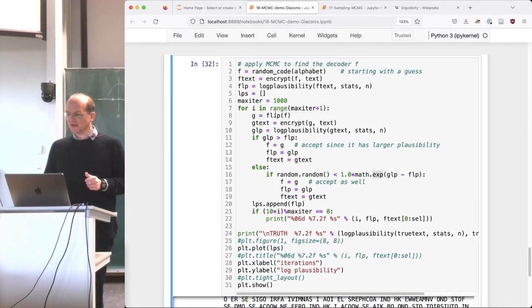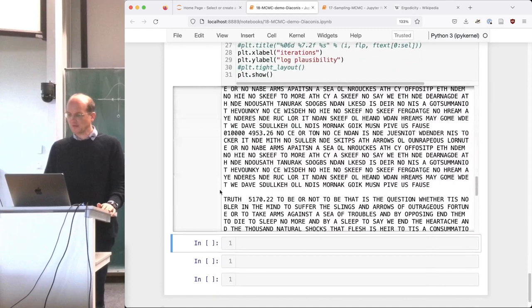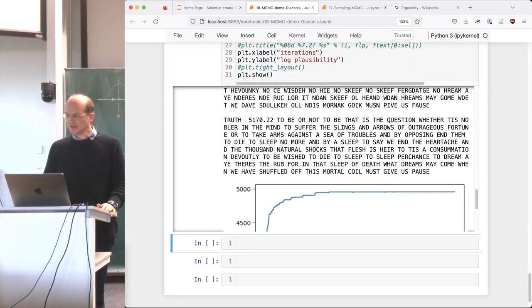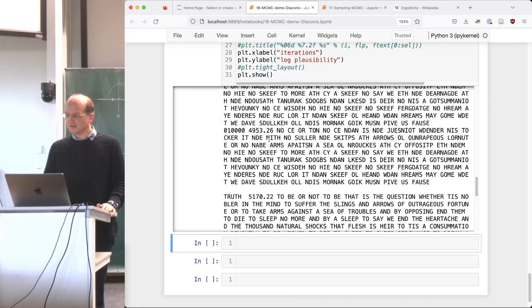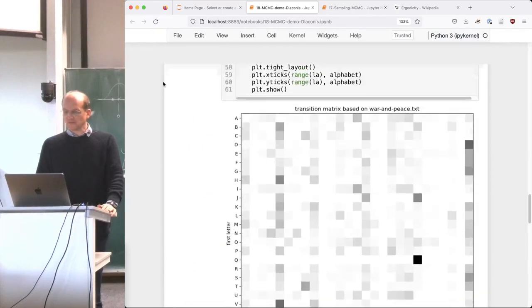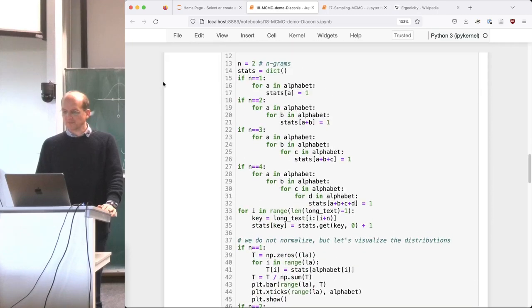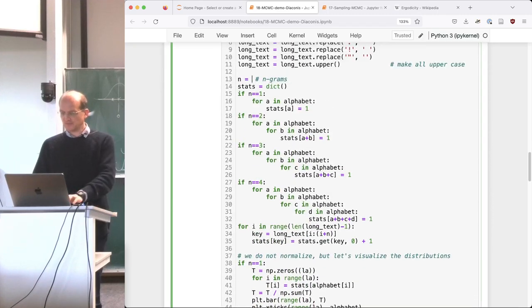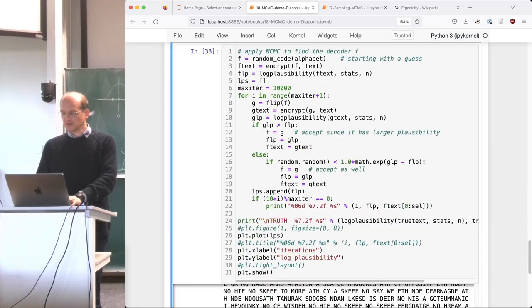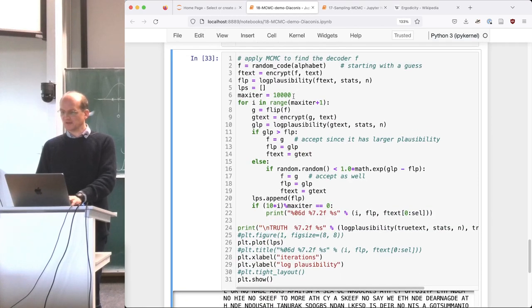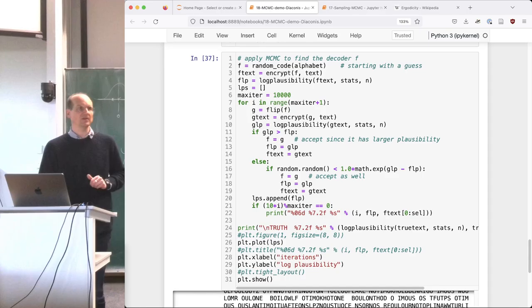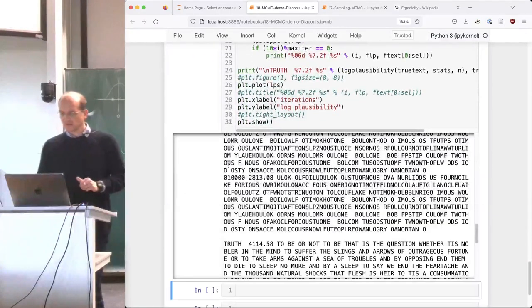So let's increase the number of iterations, for example. I can do that. Fine. Let's run it again and see whether we are more lucky now. And here we get, at the end, closer. It kind of looks like it, but it's not very good yet. So let's improve our model. Let's make it a trigram model. I can do it just by saying 3 here. And then I think it should be done much faster. So, okay, let's let it run for 10,000 steps, and let's hope for the best.